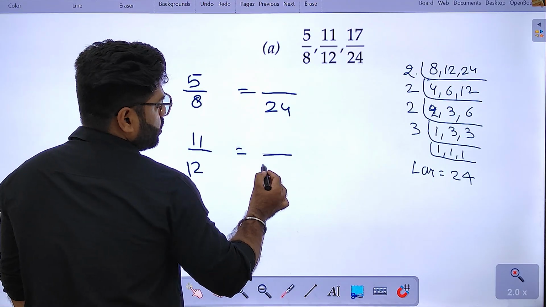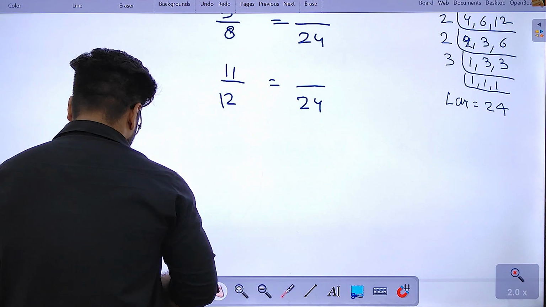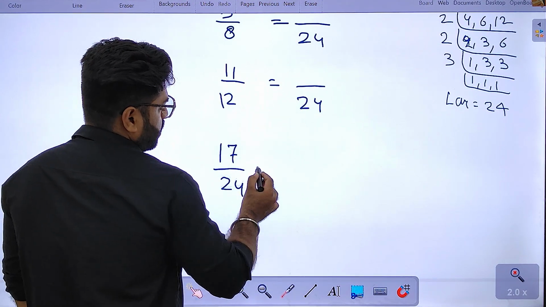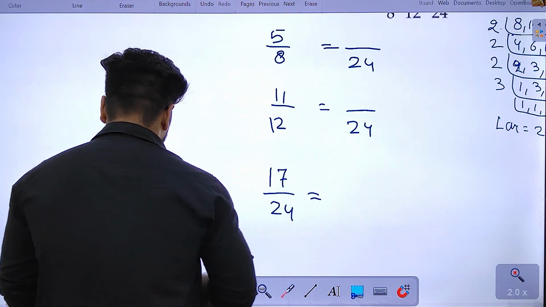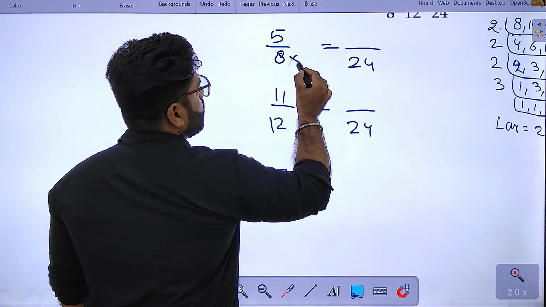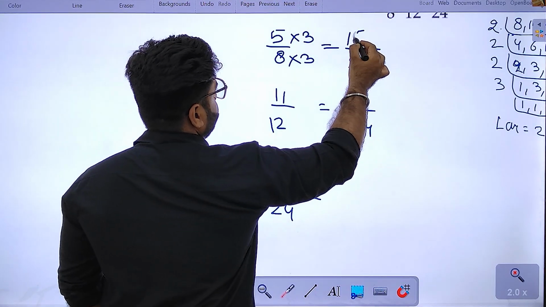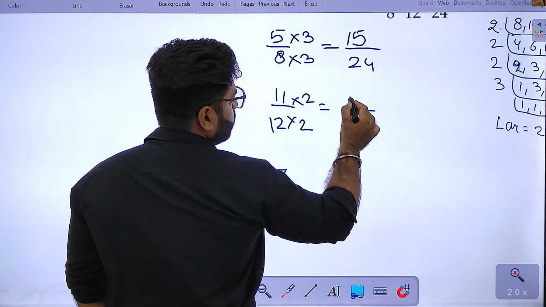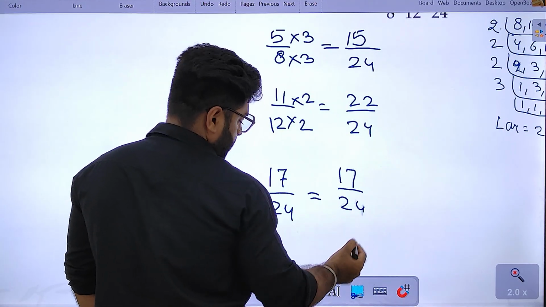Then again we have to change it by 24. Then 17 by 24, we don't need to change it. Okay, so let's solve them first. Here we have to multiply by 3, so we are going to multiply the numerator by 3. Here we have to multiply by 2. And here we have it as it is.